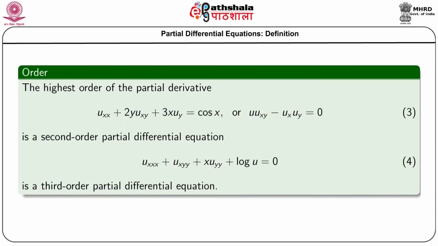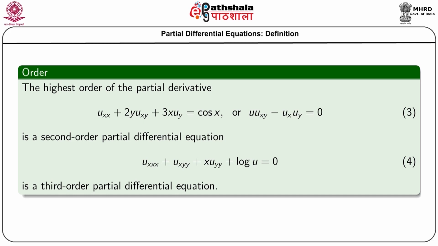Now, we want to define the order of a partial differential equation. The highest order derivative present in a partial differential equation is called the order of that differential equation. If you observe equation number 3, there are 2 equations. In the first equation, the highest order partial derivative is 2, and also in the second equation, the highest order partial derivative is also 2. So, equation 3 gives the examples of second order partial differential equation.